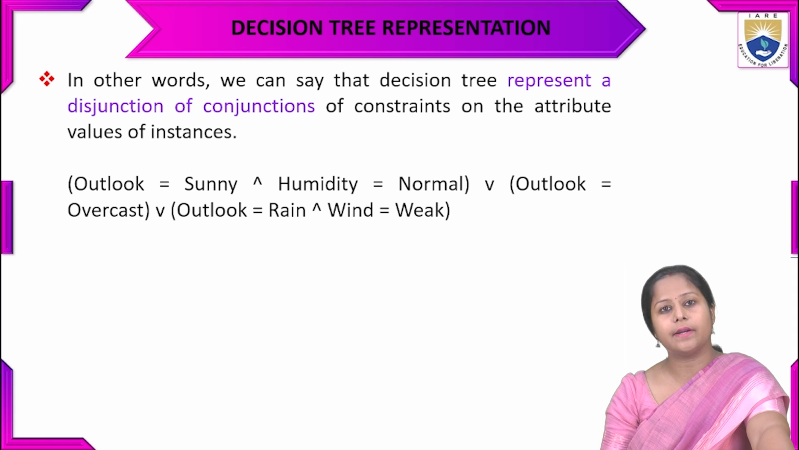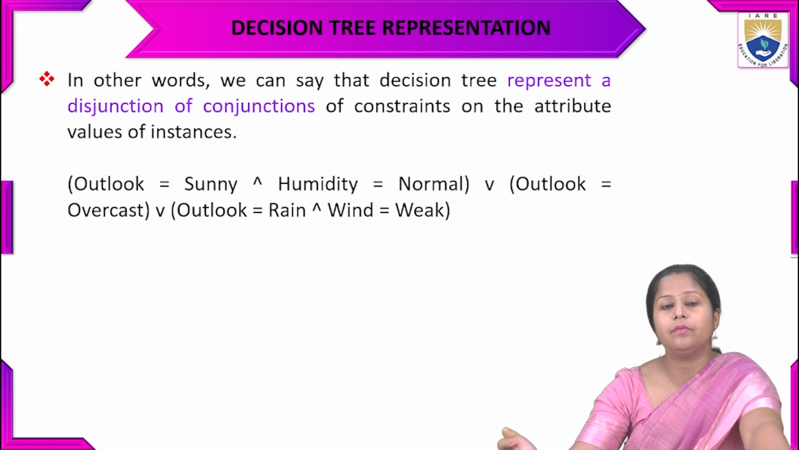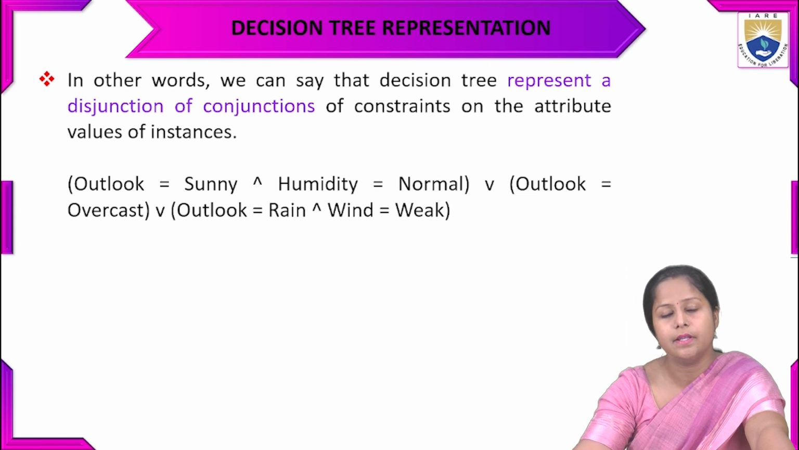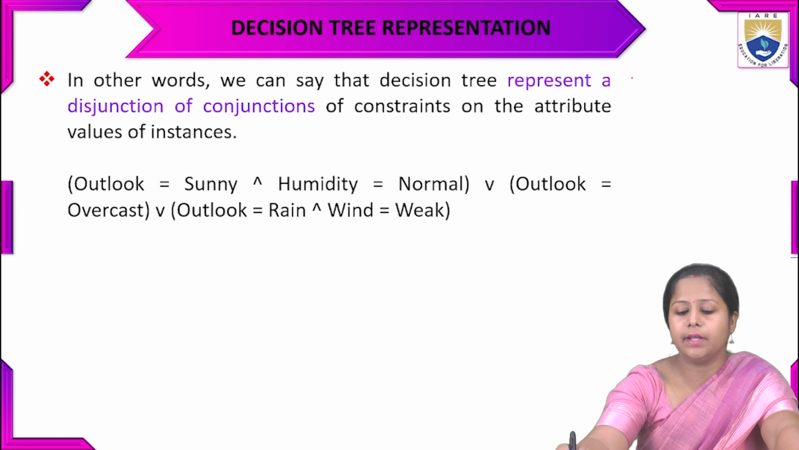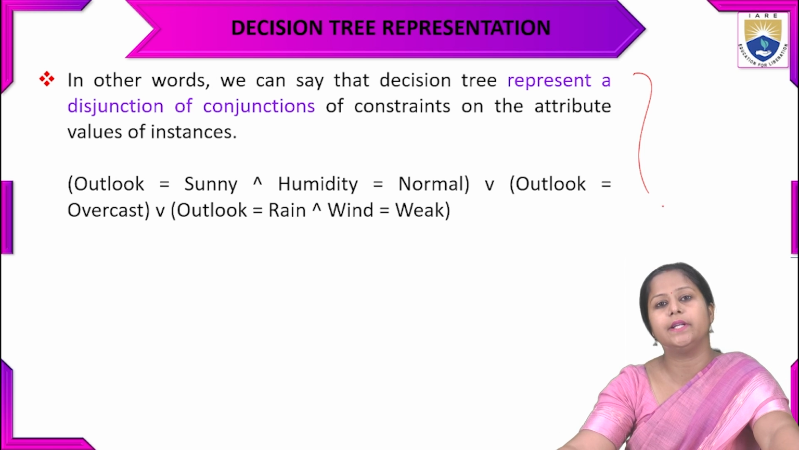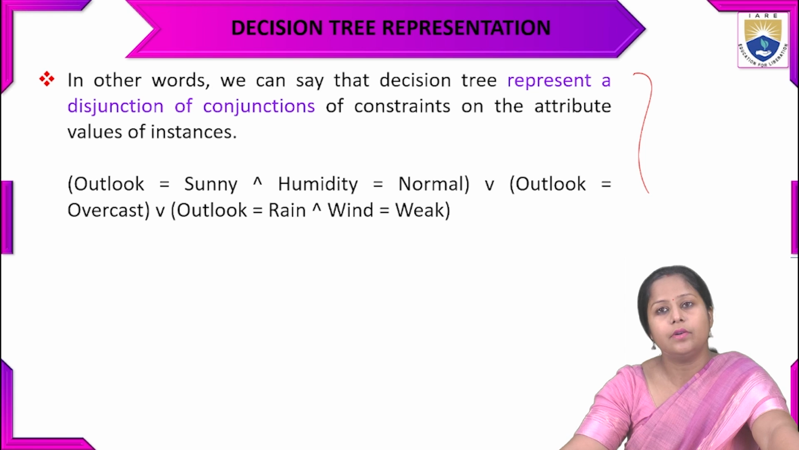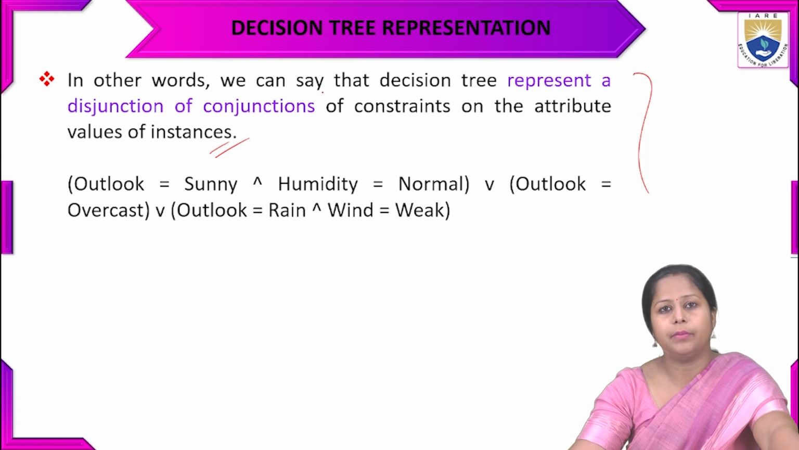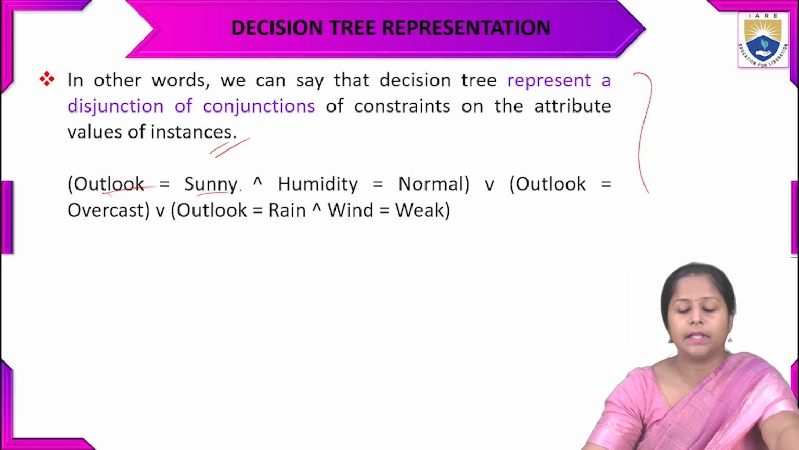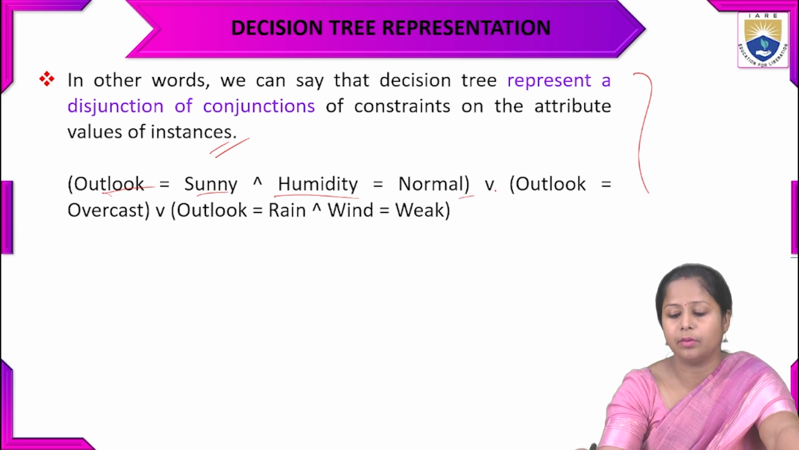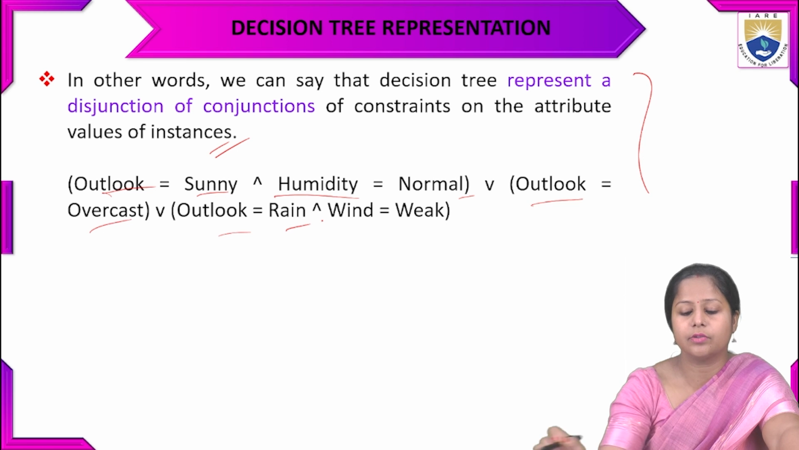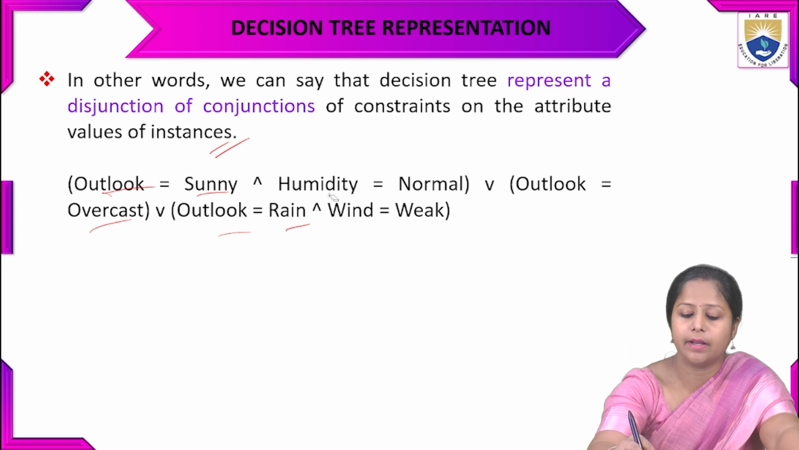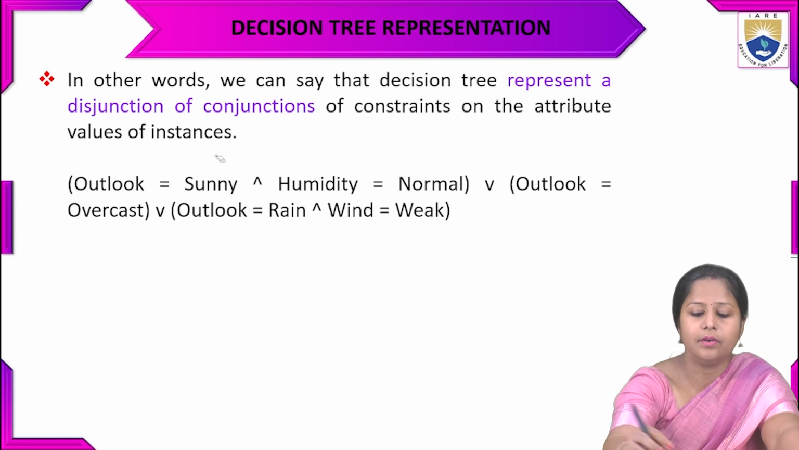Like this, we can write some of the classification rules. In other words, we can write the same classification rules in the form of disjunction and conjunction. A decision tree represents a disjunction of conjunctions, that is, constraints on the attribute values. For example, outlook is equal to sunny conjoined with humidity is equal to normal, or outlook is equal to overcast, or outlook is equal to rain with wind is equal to weak. The same classification is written in the form of a disjunction of conjunctions.